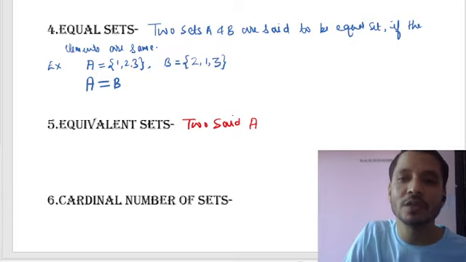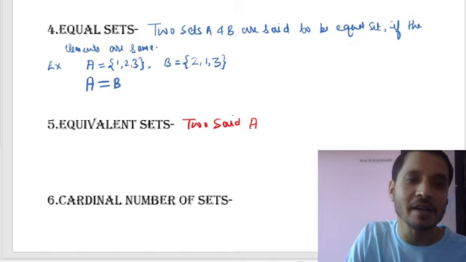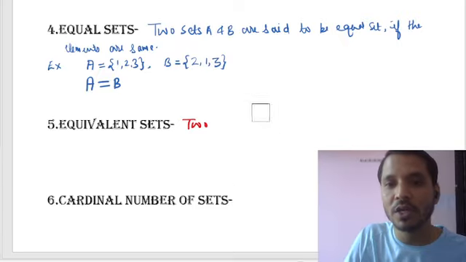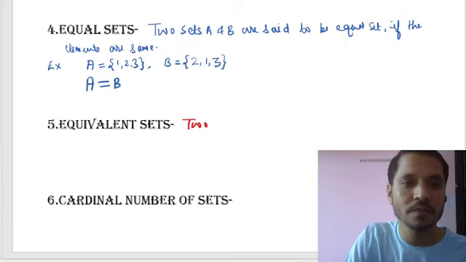Sorry, two set, no, it is two set here. You have to write: two sets A and B are called equivalent if they consist of the same number of elements.